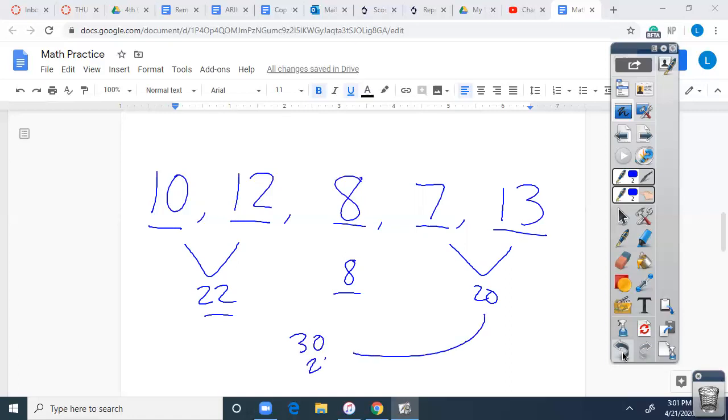Plus 20 is 50. So if I add all these numbers together, I get 50. And then I'm going to do 50 divided by 1, 2, 3, 4, 5, right? So 50 divided by 5 is 10. So the average is 10 for this set of numbers right here.